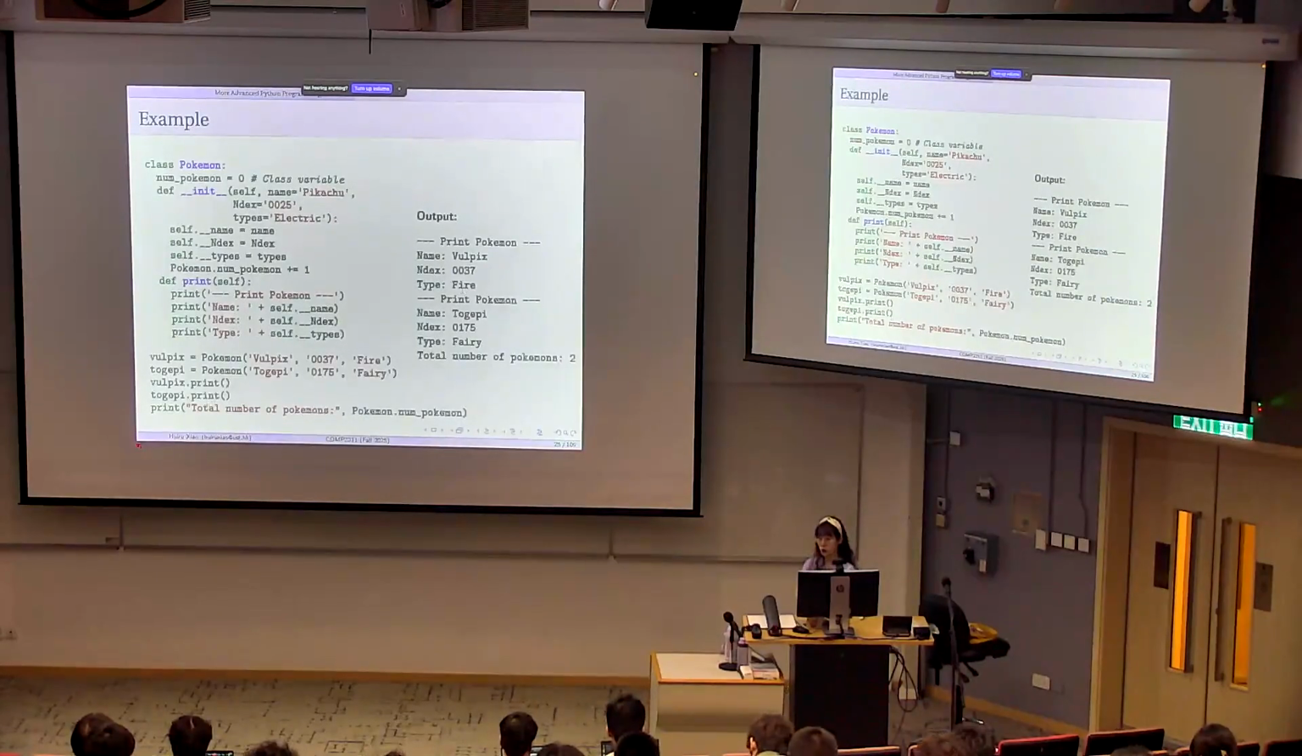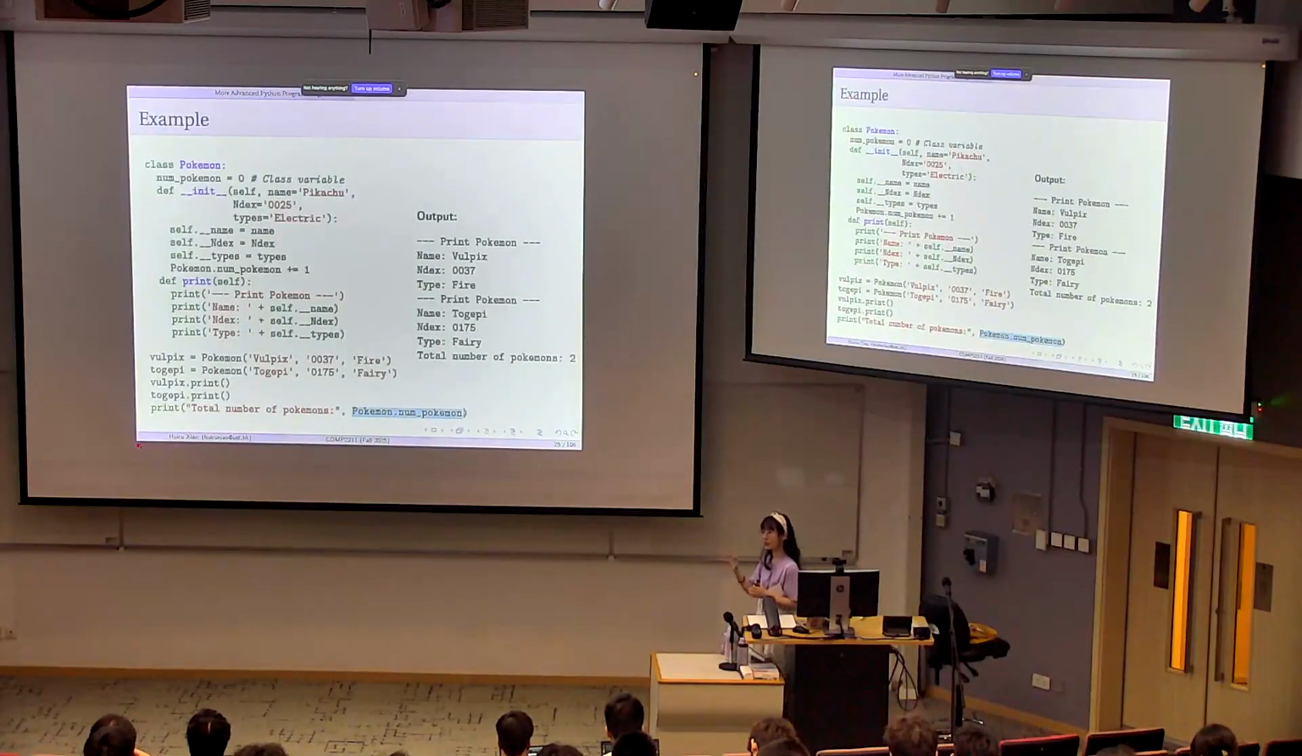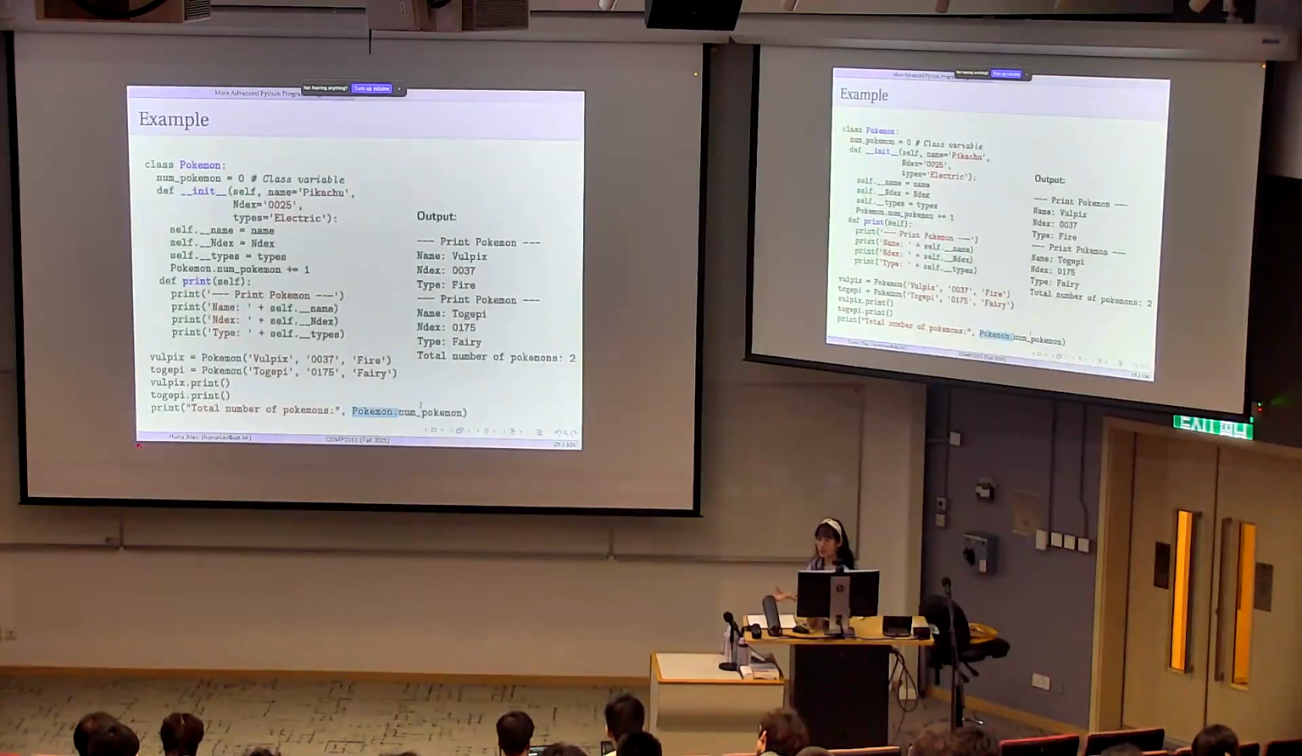And last, we print the total number of Pokemons by accessing this class variable, Pokemon.num_pokemon. Within the class and outside of the class, we all access the class variable this way, class name Pokemon dot, together with the class variable name, and we can get the total number of Pokemons, 2. Yeah, I guess you know the reason why it's 2, right?